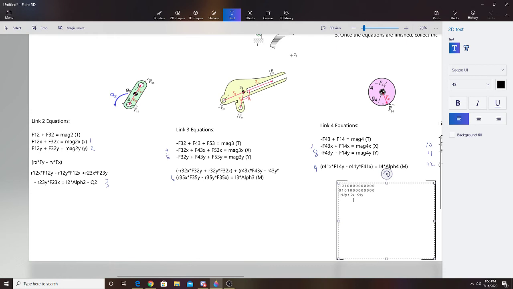Wait a minute, whoa, no, I messed that up. It is r23y, sorry. 23y. And then it's r23x. And then it is none of the other things. So that's 4, so I need 9. So 1, 2, 3, 4, 5, 6, 7, 8, 9.